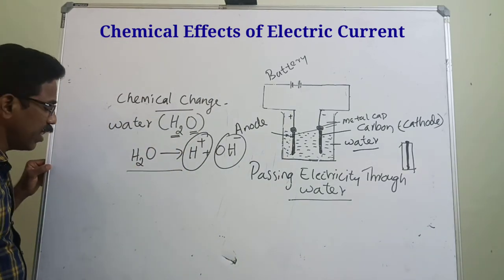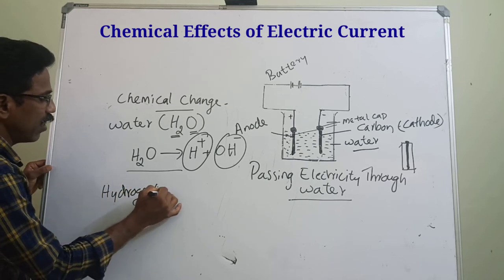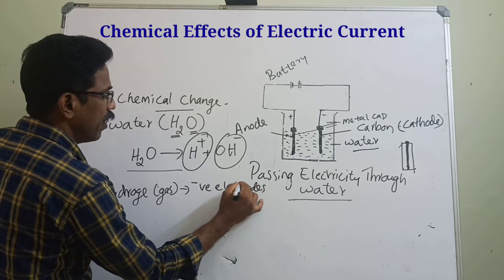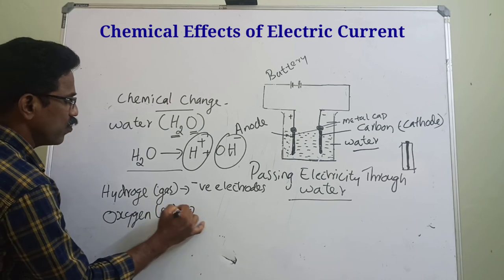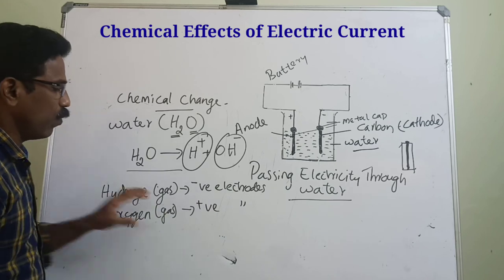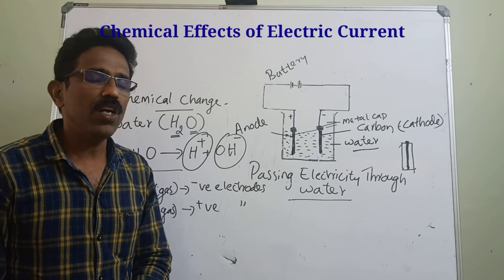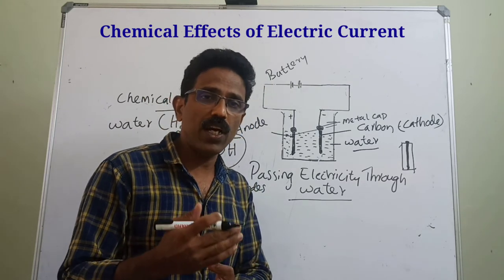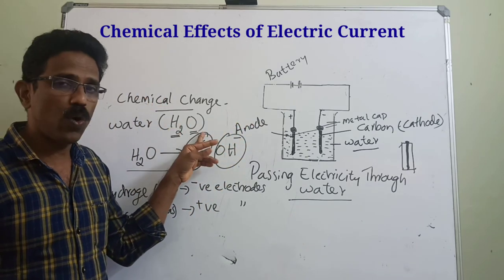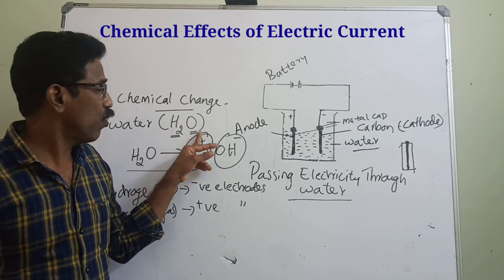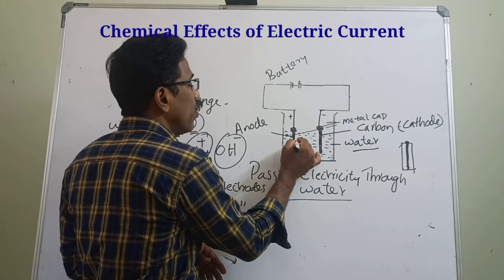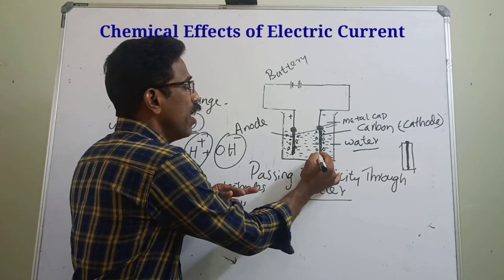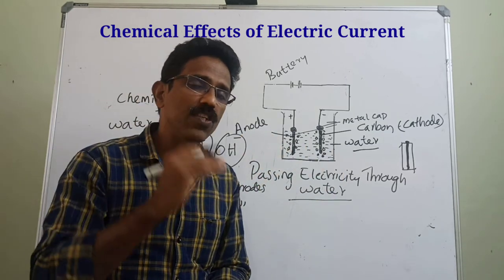By the electrolysis of water we get hydrogen gas. Hydrogen gas is produced at the negative electrode, and oxygen gas is produced at the positive electrode. The amount of hydrogen produced will be double that of oxygen. You know that the chemical formula of water is H2O, which means the amount of hydrogen is double that of oxygen. Here you can see bubbles forming on these two electrodes. Hydrogen gas and oxygen gas get produced, and the production of hydrogen gas will be double that of oxygen gas. This much you must understand.